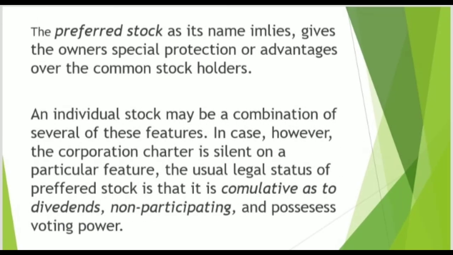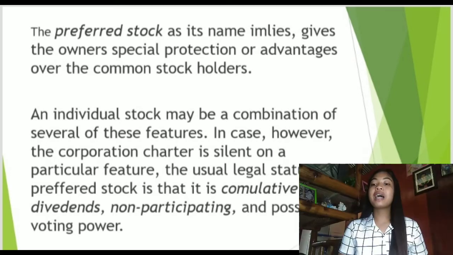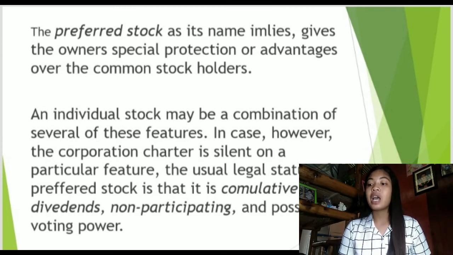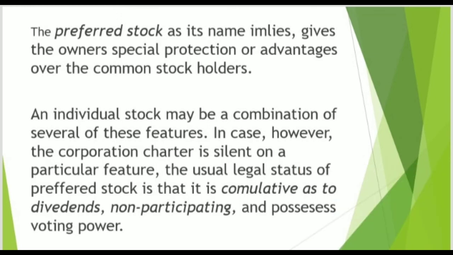The preferred stock, as its name implies, gives the owner special protection or advantages over the common stockholders. For example, the preferred stock has priority in the distribution of the assets. There are several classifications of preferred stock, namely preferred as to dividends, preferred as to assets in case of dissolution, preferred as to both dividends and assets, cumulative preferred, callable, and convertible. An individual stock may be a combination of several of these features.